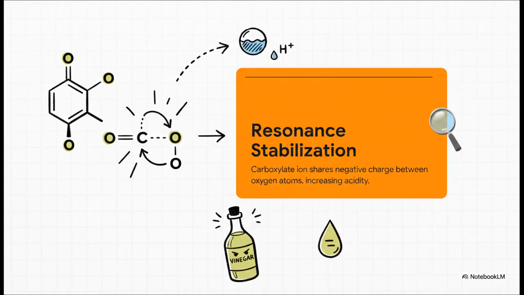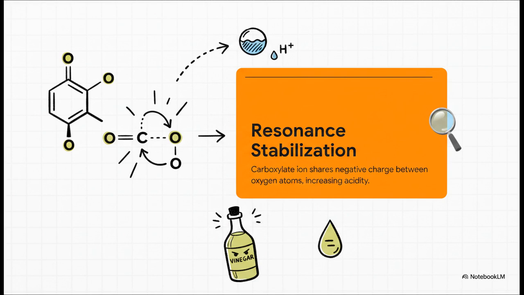Now, for carboxylic acids, their behavior is entirely defined by their strength as an acid, and this strong acidity comes down to a really fascinating concept called resonance stabilization. When a carboxylic acid releases a proton, it forms what's called a carboxylate ion. This newly formed ion is incredibly stable because it seamlessly shares its negative charge back and forth between its two oxygen atoms. And because of this incredible stability, the molecule is more than happy to literally evict that proton.